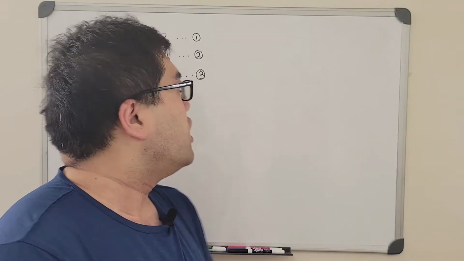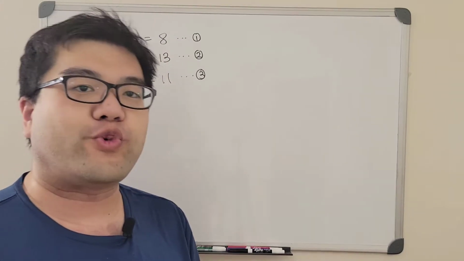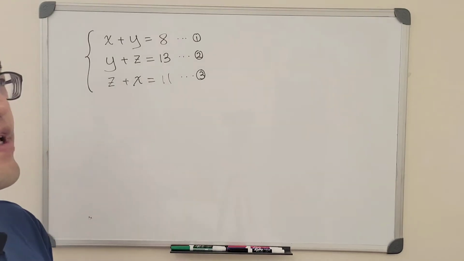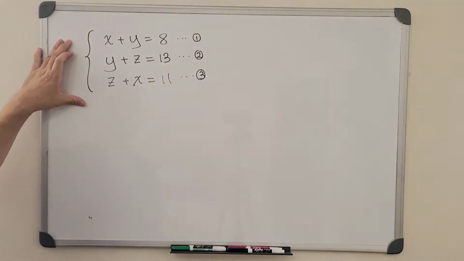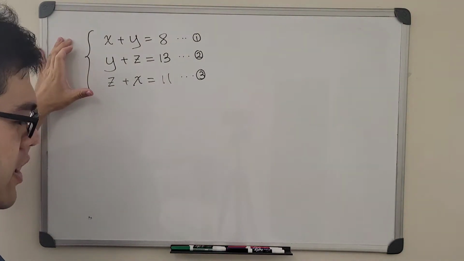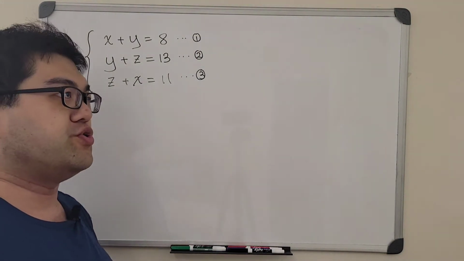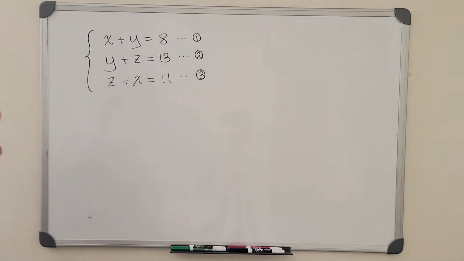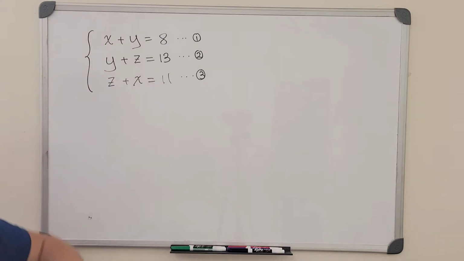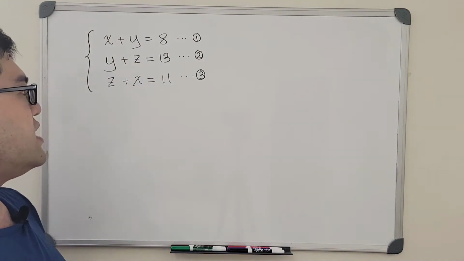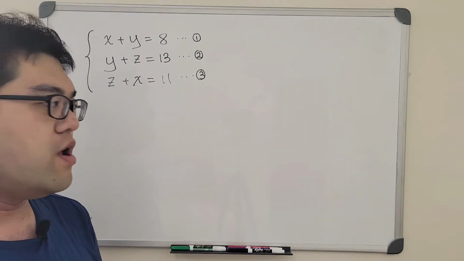What's up, everyone? Today we're going to use 3 different methods, or you can think 3 different levels, to solve the following system of equations, which I believe is equivalent to high school algebra level, or for some people it would be just middle school level. Namely, x plus y equals 8, y plus z equals 13, and z plus x equals 11.